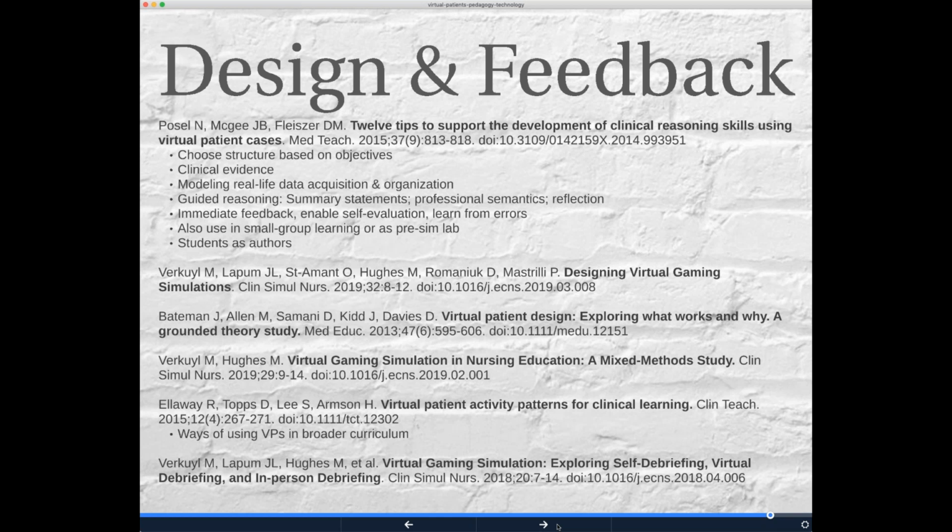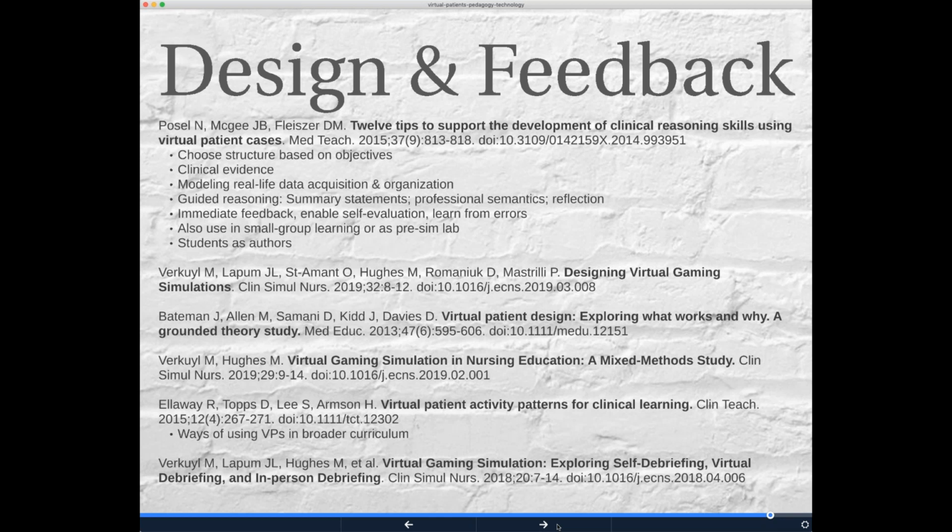And then I've listed some other papers here that really do a nice job of rounding out this evidence as well. Margaret Virchow and her colleagues in Ontario have done some excellent work around virtual gaming and design features and how that affects the student experience and learning, and also different models of building debriefing and feedback into virtual patient use. Bateman and colleagues have done a grounded theory study into virtual patient design features.